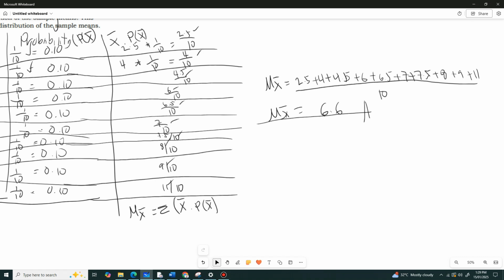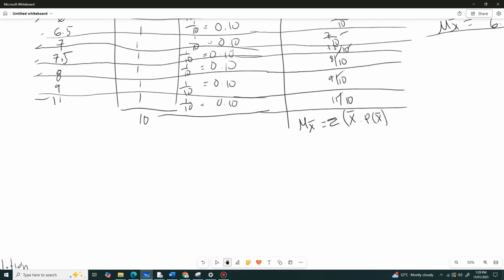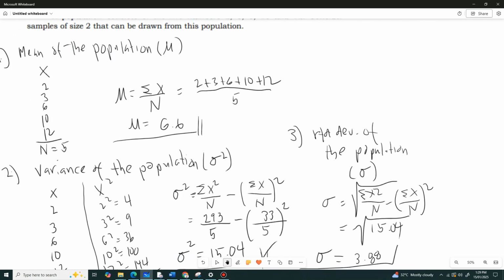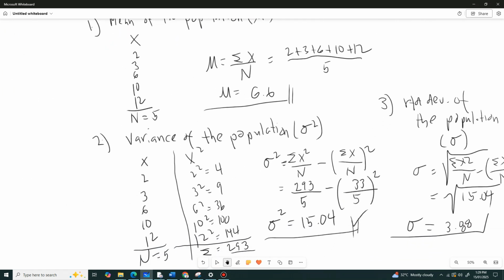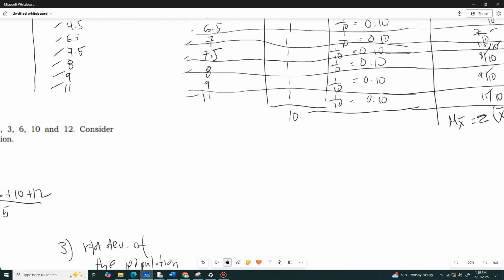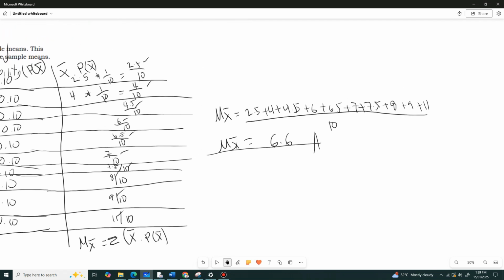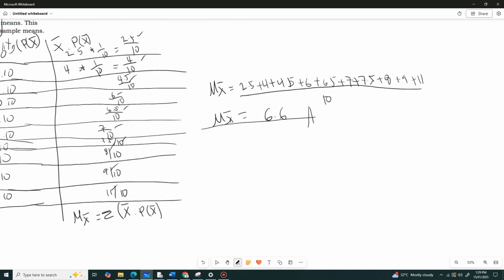Take note that our answer here is the same as the population mean, which is 6. Therefore, our assessment here is that the population mean is equal to the mean of the sampling distribution of the sample mean.